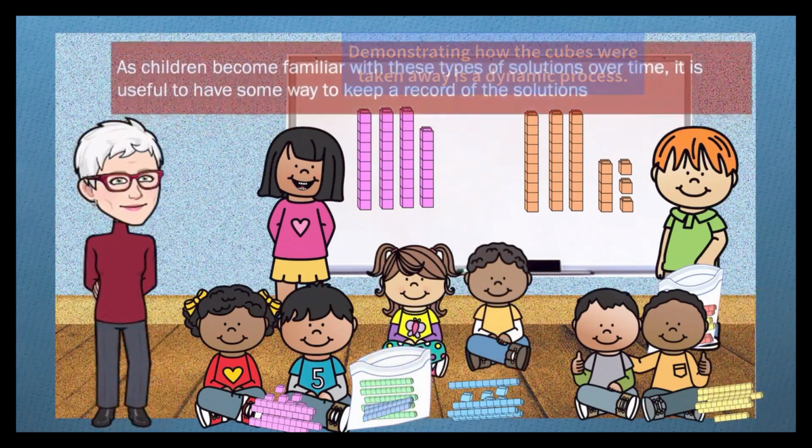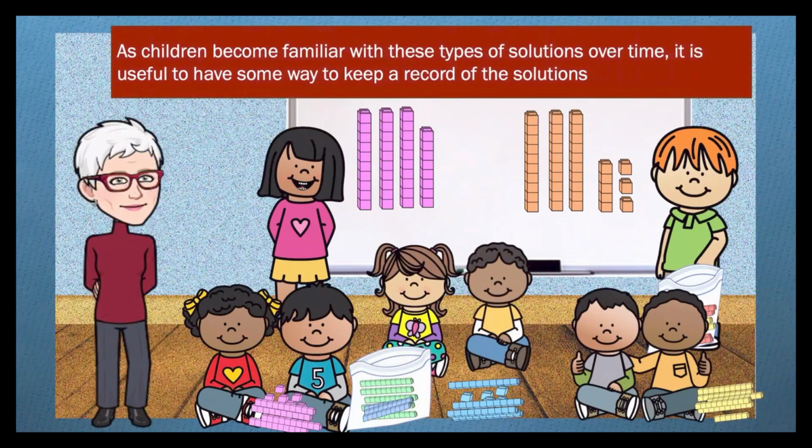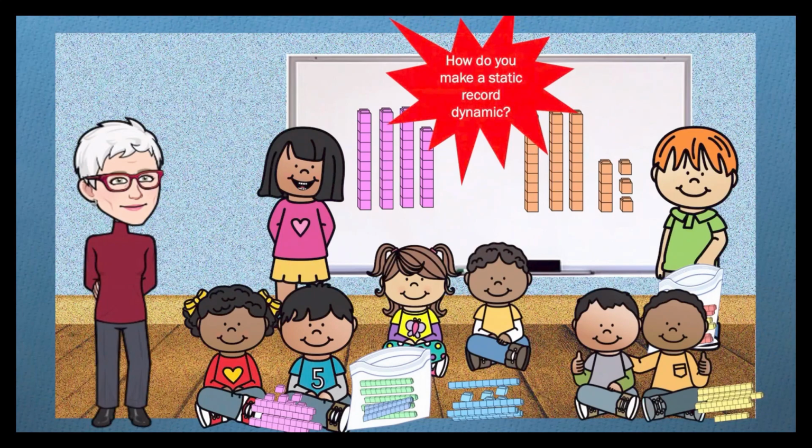As children become familiar with these types of solutions over time, the teacher might want to focus more attention on how the solutions differ. To do so, it is useful to have some way to keep a record of the solutions that the teachers can refer to that help to clarify the difference. The question is, how do you make a static record of action that is dynamic? We have found that drawings are useful for this purpose. Here we show drawings that the teacher might use beginning after several days of working with tasks like this.